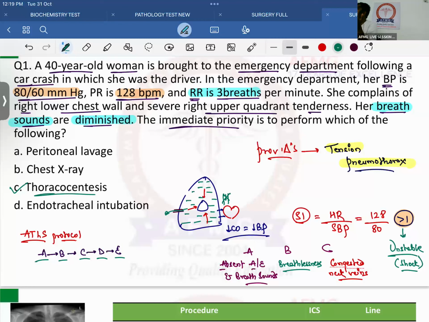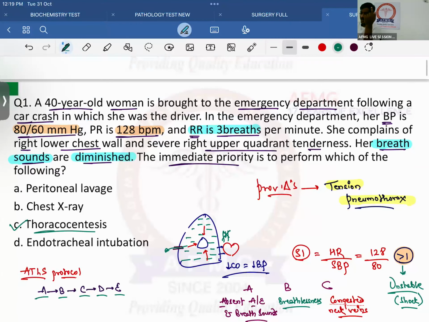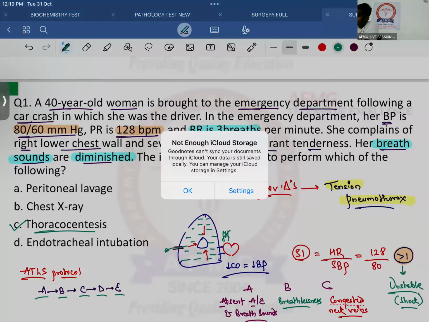Chest X-ray के लिए wait करते हैं क्या अपन? No, I have told you. इसीलिए clinical diagnosis के लिए क्या use किया जाता है? A, B, C. Okay, even without a chest X-ray, you can make a diagnosis of tension pneumothorax. Okay, in the emergency and insert a wide bore needle. ठीक है, तो that has to be remembered.